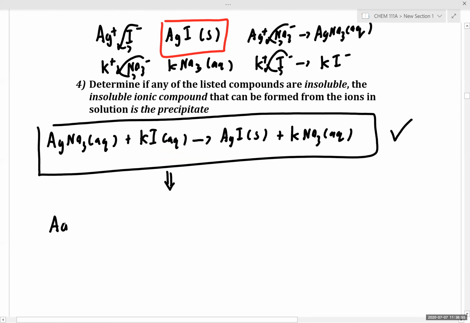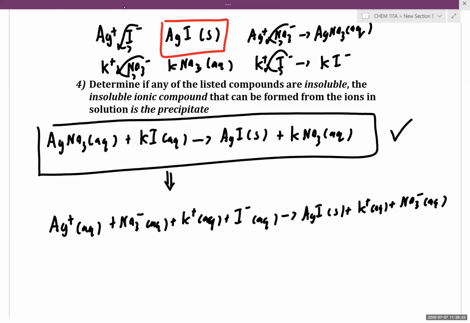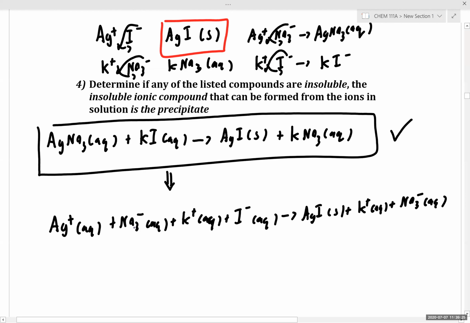ionic equation. So we have silver plus aqueous plus nitrate, aqueous plus potassium plus aqueous plus iodide, aqueous leads to silver iodide solid plus potassium plus aqueous plus nitrate, aqueous, canceling our spectator ions.